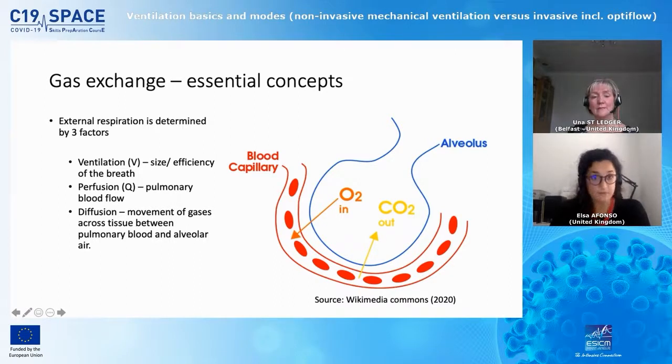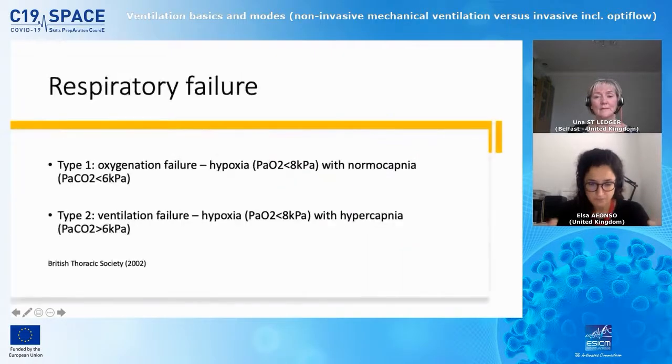External respiration occurs as a function of partial pressure differences, as I said, and it's determined by three factors. Ventilation, commonly referred to as V, which is related to the size and efficiency of the breath. Perfusion, which is commonly referred to as Q, which is associated with the type of pulmonary blood flow. And finally, diffusion, which is the simple movement of gases across tissue between the pulmonary blood flow and alveolar air.